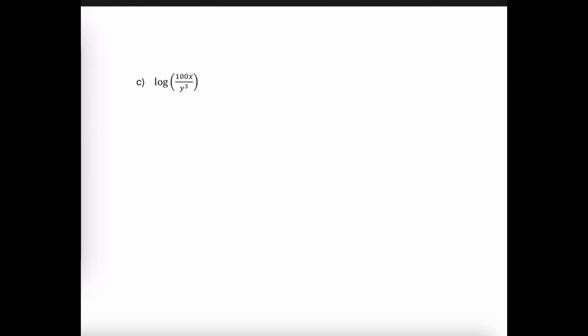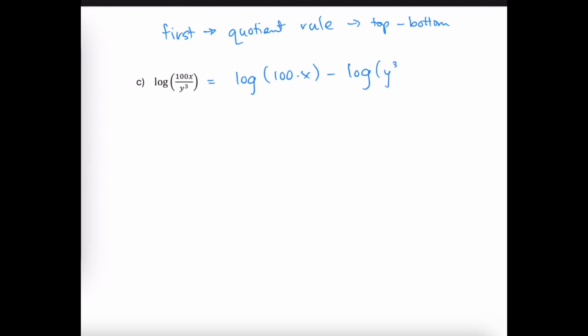And when we have products and quotients, really the first thing that we want to deal with is the quotient. We want to level this fraction where we are going to consider the top minus the bottom. That's our first move, basically. So we're going to expand this first using the quotient rule, where we have the log of the top, which is 100 times x, and then from that we're going to subtract the log of the bottom, which is y cubed.